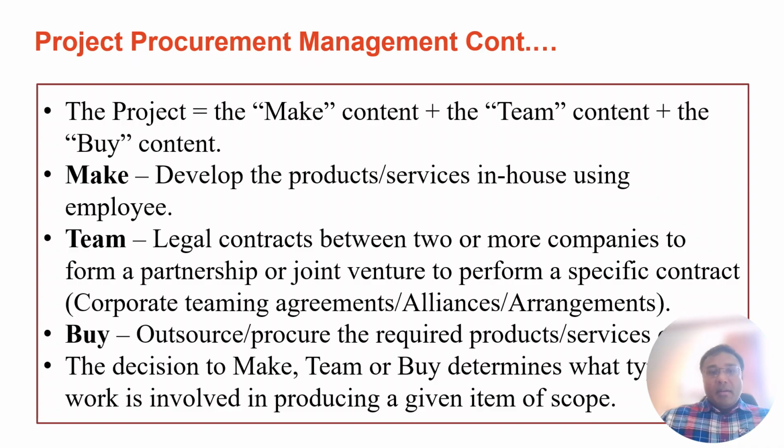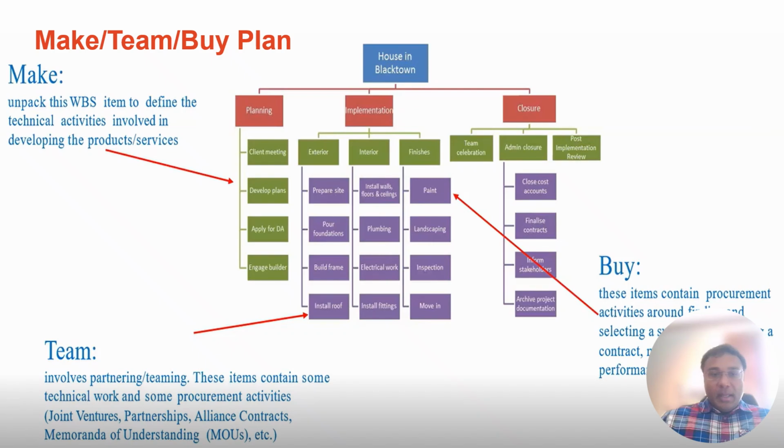Or you might form a teaming agreement with another company that has complementary expertise, such as engineering design or other specific expertise. Documenting these decisions early prevents confusion and ensures that procurement planning is aligned with the strategic objectives. This is pretty much how your make, team, buy plan looks.